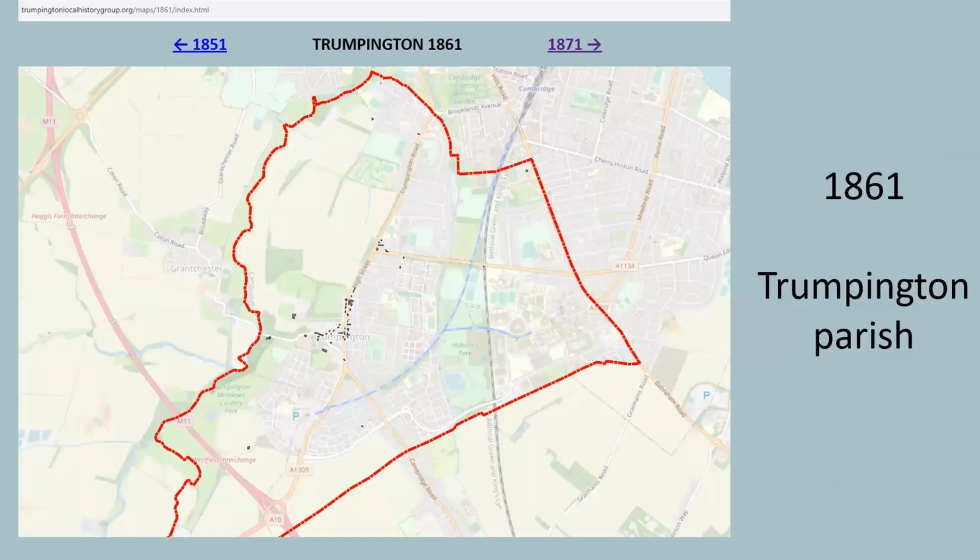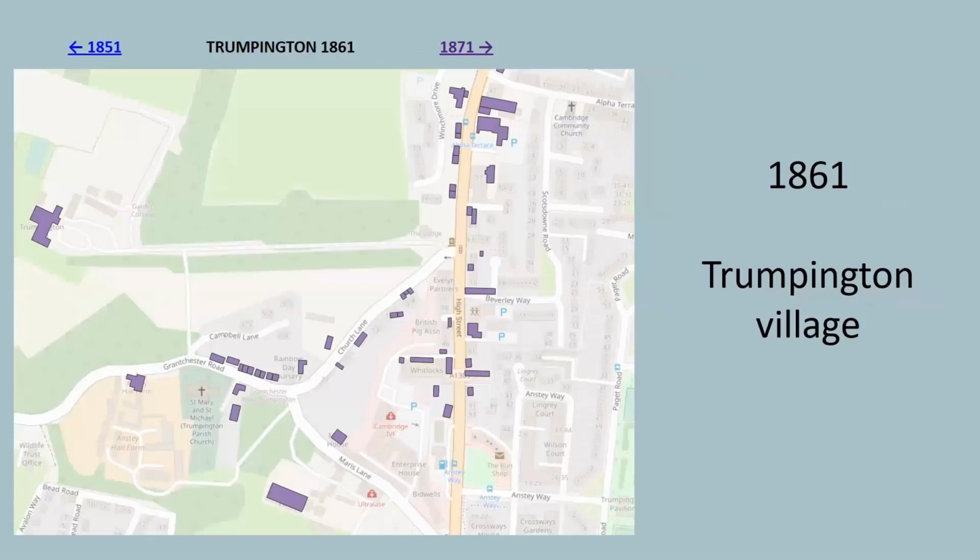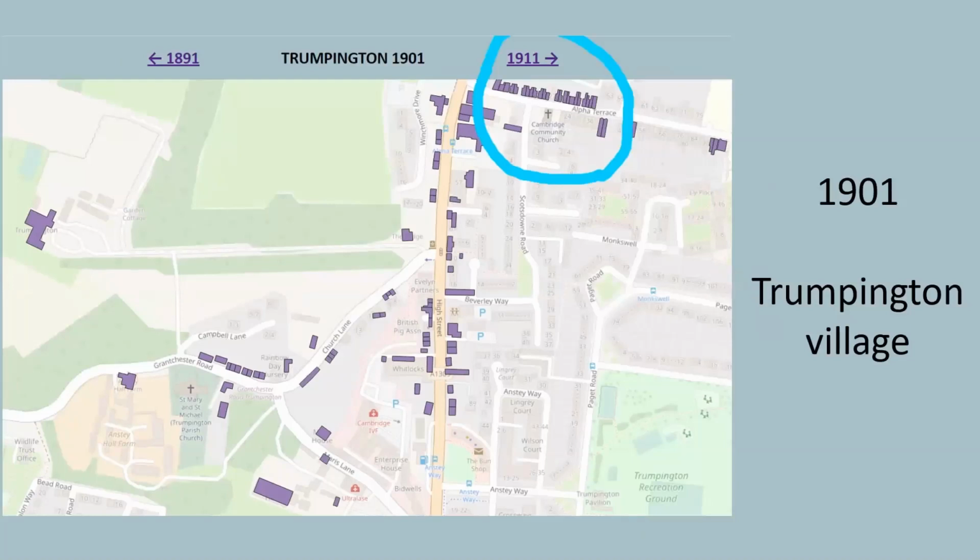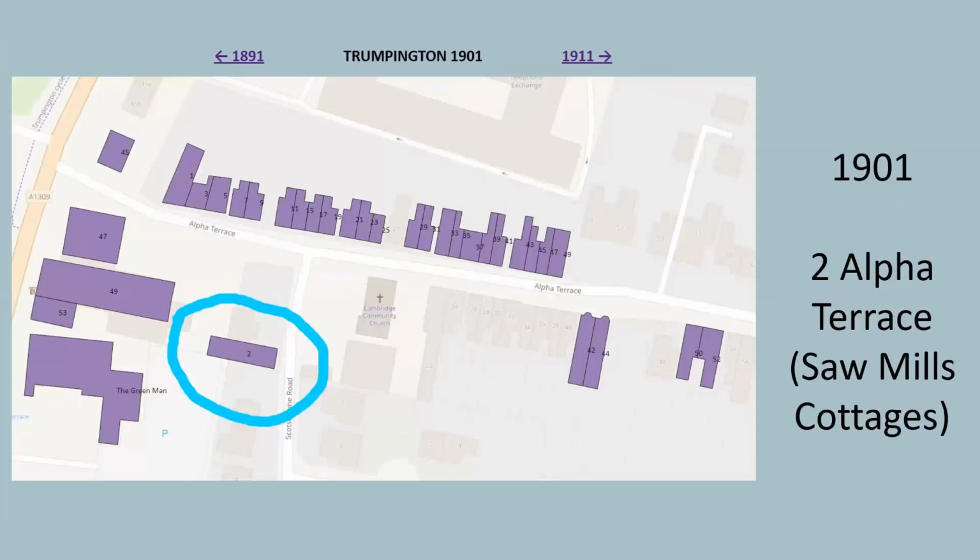Here's a map from our website showing Trumpington Parish in 1861. All the little purple dots are individual residences we have identified. You can zoom in on it and see the village in the middle. You can move forwards or backwards 10 years at a time. And if we go forward to 1901, here's the village again. Up at the top, there's Alpha Terrace that I have been talking about. Zoom in on that, and there outlined is number 2 Alpha Terrace, or Sawmills Cottages.